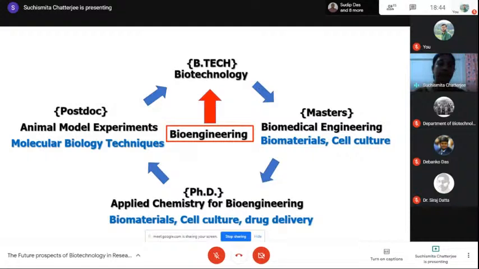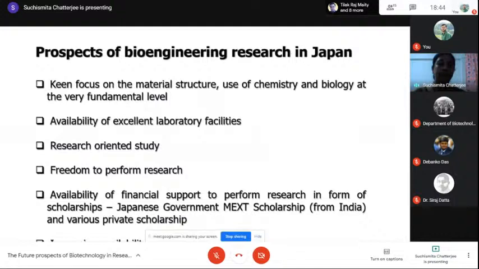And if you see, in every part of the research in bioengineering, you need this knowledge of biotechnology. Now I briefly want to tell you about the research prospects of bioengineering in Japan. It is mainly focused on material structure, and it's a combination of research in chemistry and biology at a very fundamental level. At that level, you need knowledge of chemistry, material science, and also biotechnology. If you have that kind of knowledge, it's very good to conduct research here.